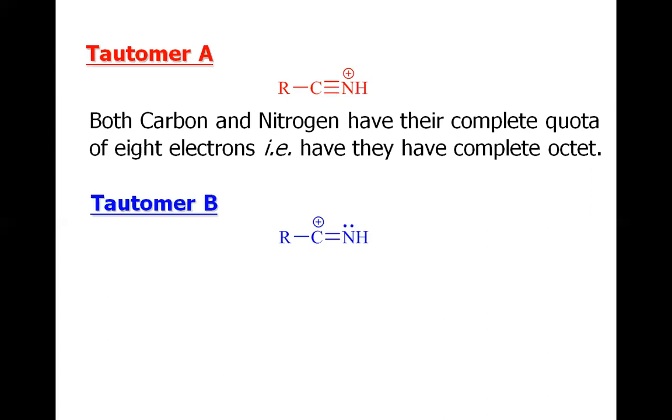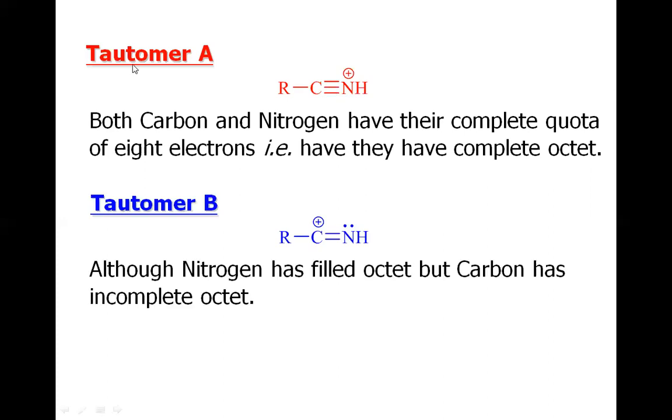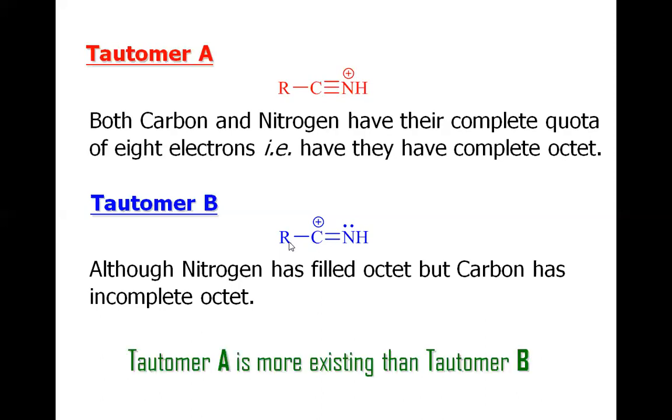However, for tautomer B, the nitrogen has the complete quota of 8 electrons, because 2 bonds with the carbon, 1 with the hydrogen. So 3 bonds means 6 electrons, and then we have a lone pair of electrons that gives 2 electrons further to make 8 electrons. But if you look at the carbon, we have 3 valencies. So carbon does not have the complete octet, rather it has a sextet. So tautomer B is less existing, or the other way around, tautomer A is more existing, because tautomer A has a complete quota of 8 electrons.